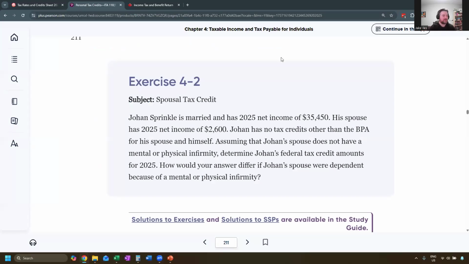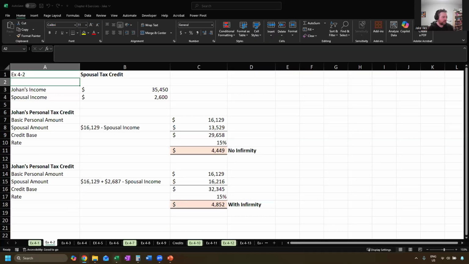Exercise 2, spousal tax credit. Johann Sprinkle is married and has a 2025 net income of $35,450. His spouse has net income of $2,600. Johann has no tax credits other than the basic personal amount for his spouse and himself. Assuming Johann's spouse does not have a mental or physical infirmity, determine Johann's federal tax credit amounts for 2025. How would our answer differ if the spouse was dependent because of a mental or physical infirmity?